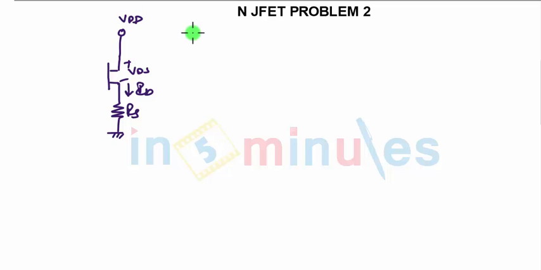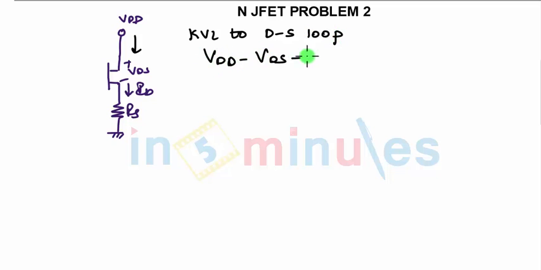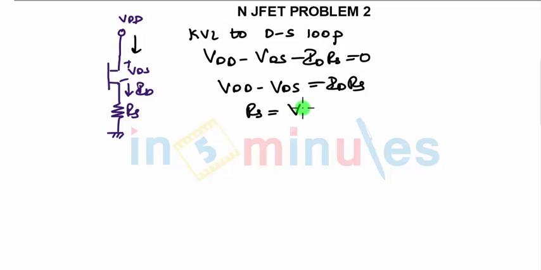So now I can write, KVL to the drain source loop will give me VDD minus VDS minus ID into RS equals 0. So I can say VDD minus VDS equals ID into RS. So I can say RS equals VDD minus VDS upon ID, calling this equation number 2.